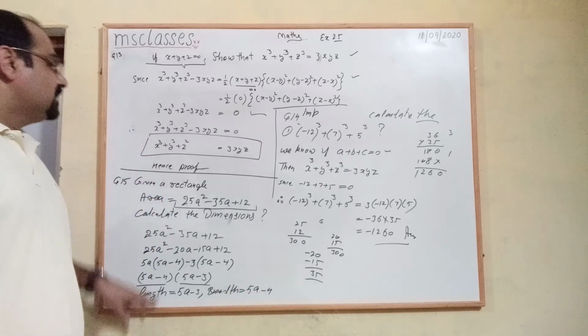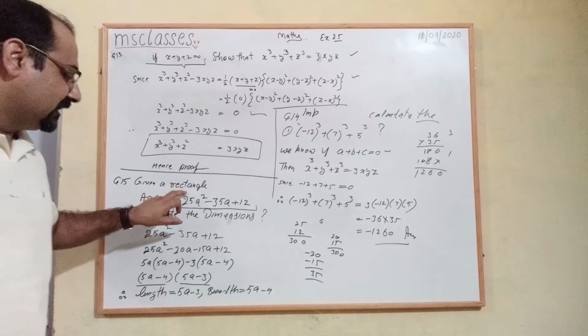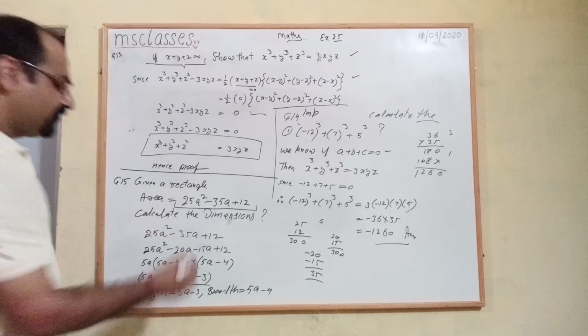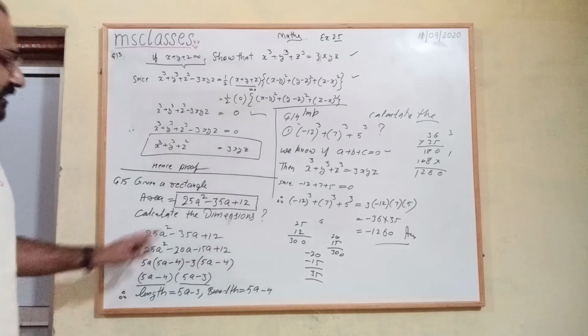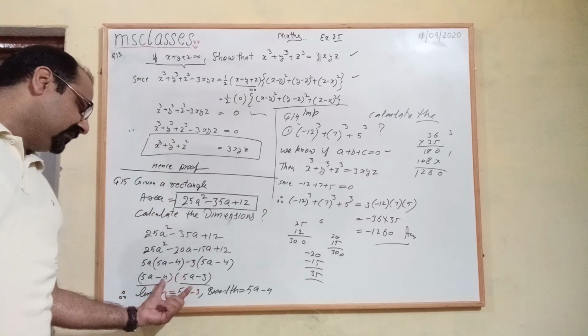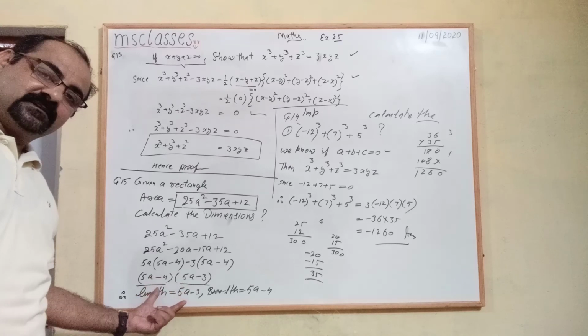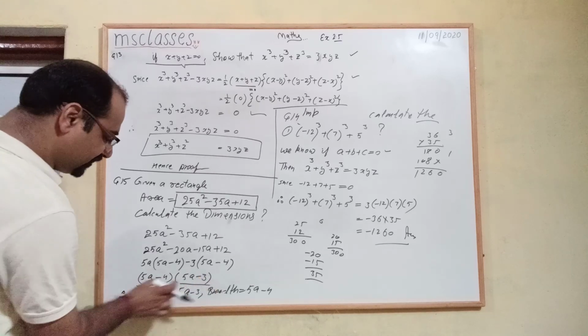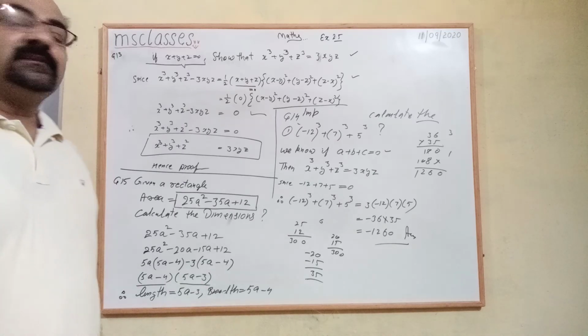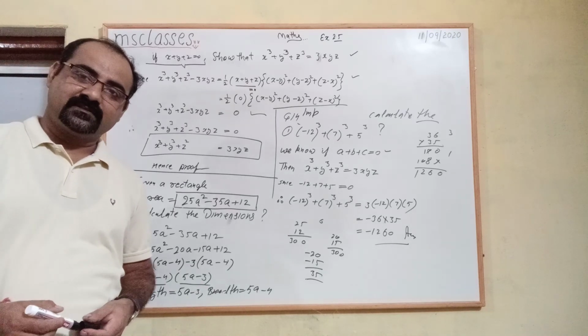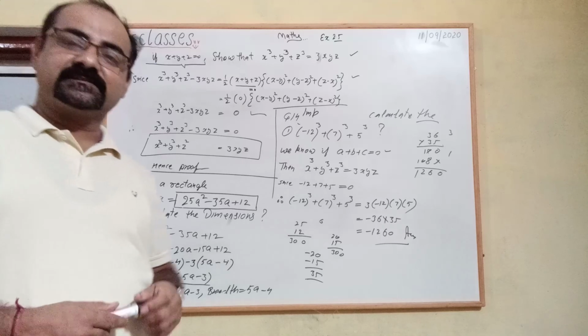Length of a rectangle: after factorizing the algebraic expression, you will get the result. Here, of the two factors, the first factor is the length and the second factor is the breadth. Similarly, guys, your next questions follow, so this is the whole of your exercise 2.5.